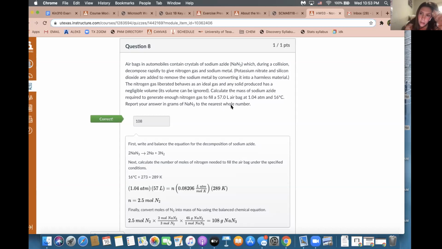But then the one thing you don't know here is how do you arrange the equation? This one's an easy one. It could get complicated. But it gives you nitrogen gas. Nitrogen gas, so what is that? That has to be N2, right? And then sodium metal, that's just Na. So you have that, but then you don't have the mole.